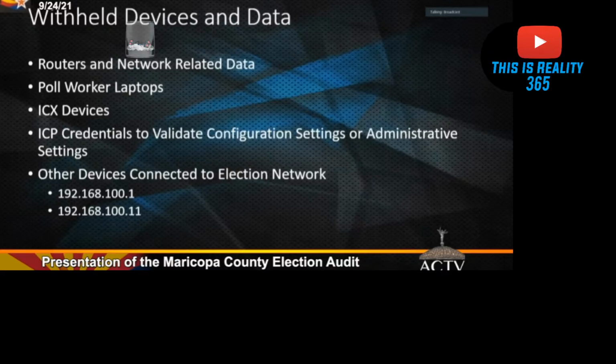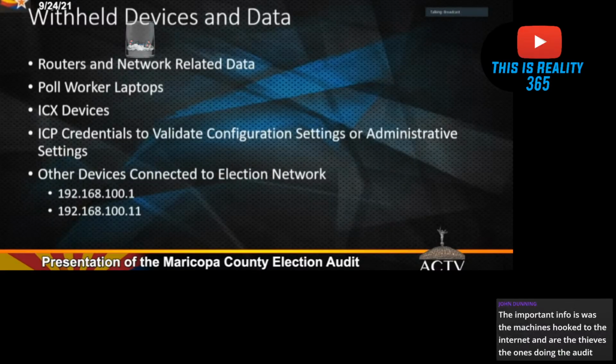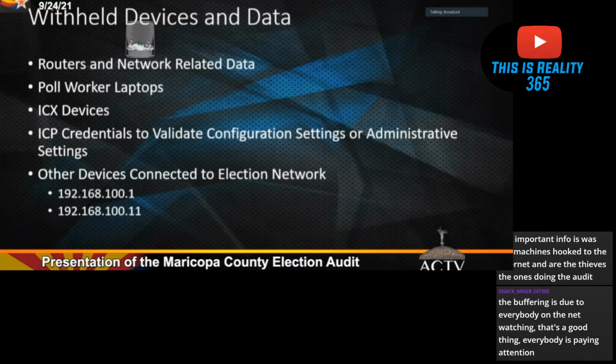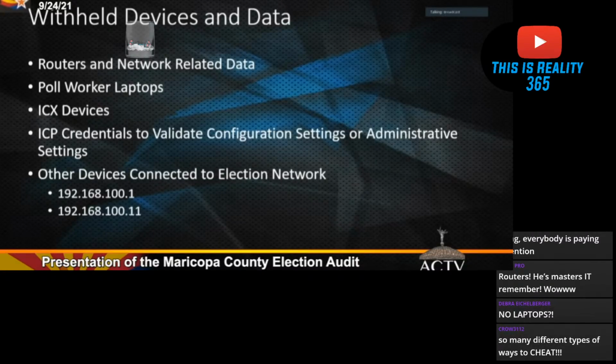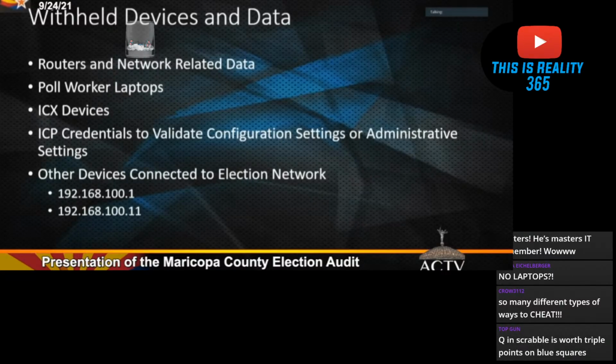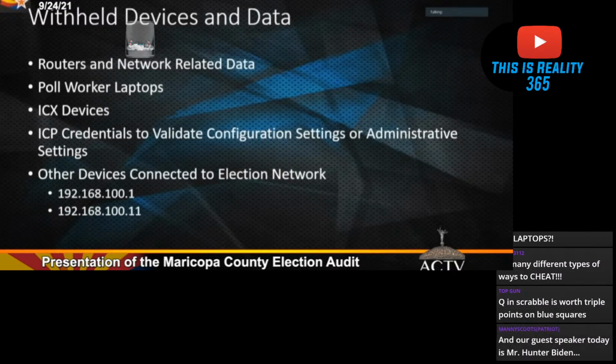We were not provided with the ICP credentials to validate the configuration settings or the administrative settings on the actual scanners, the ICPs. This was critical and a significant shortfall, in that I cannot sit here today and tell you whether or not the wireless modems were enabled and connected to the internet at the time of the vote. And I cannot tell you today what the status was of the LAN connections that we know were inherent to those devices as part of the purchase from, or the lease from Dominion.